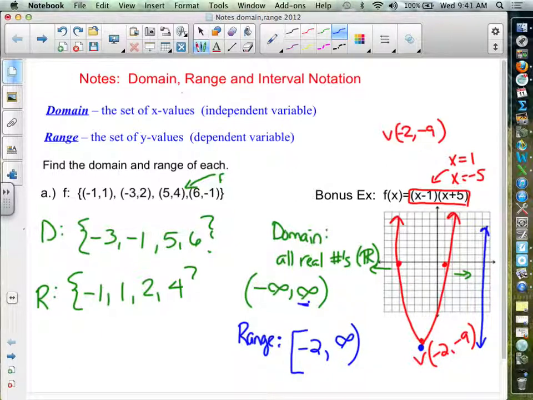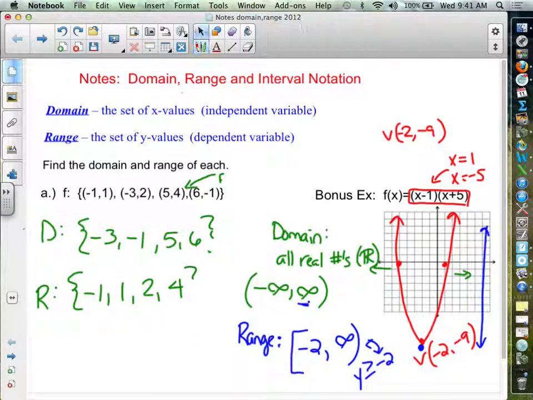So it's the same idea as saying y is greater than or equal to -2. These two notations mean the same thing. The one was the inequality notation that you used before. This one is called interval notation.